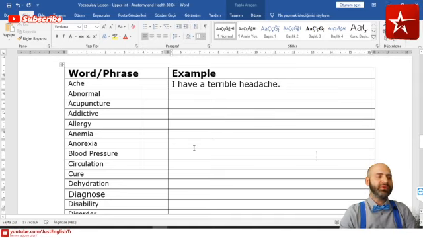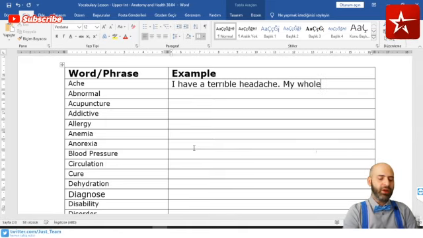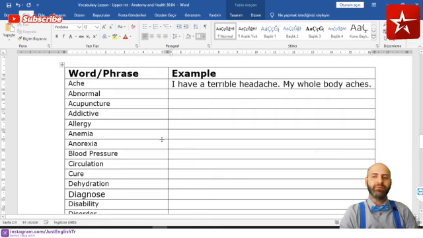Or if you want to use it as a verb, you can use it like this: My whole body aches. Okay.